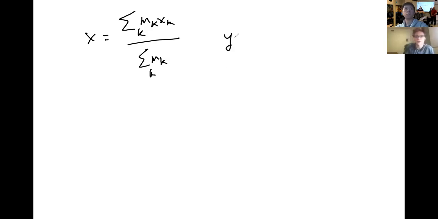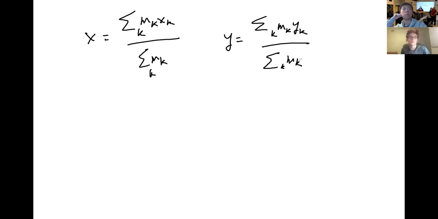And then the y position of the center of mass is the exact same thing, the sum of mk yk over the sum of mk. So that's our center of mass in terms of position. In this case, we can also find the velocity of the center of mass, again by taking a weighted average of the velocities.